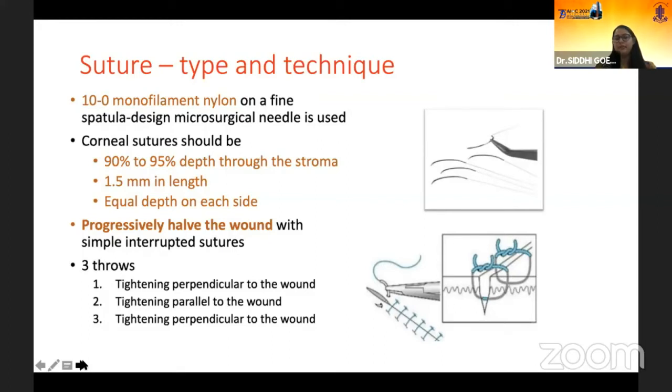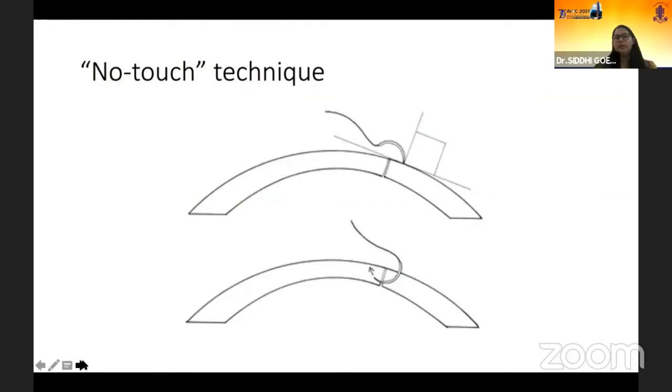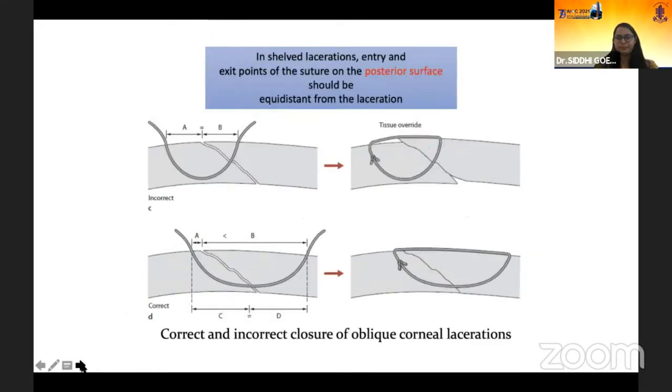We progressively halve the wound with simple interrupted sutures, and for corneal sutures, we perform 3 throws. For corneal suturing, we use the no-touch technique, which prevents further damage to the already edematous cornea. Now coming down to management of vertical lacerations, as you see in the first image, that is the correct technique of suturing, where the entry and the exit points of the suture should be equidistant from the laceration.